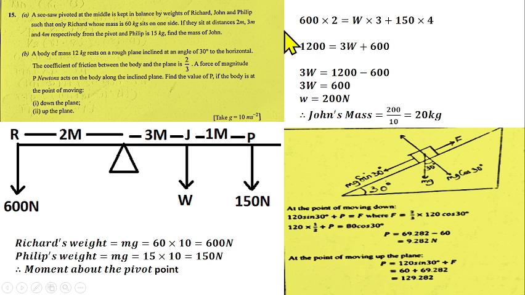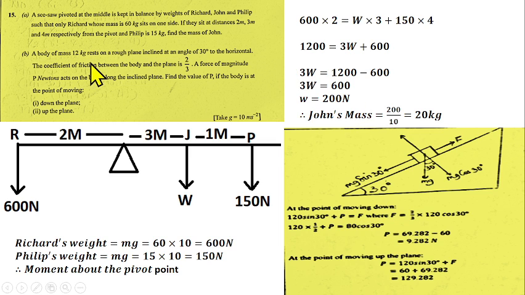Then we know that the clockwise moment will be equal to the anticlockwise moment according to the principle of moments. So 600 times 2 gives us 1200, equals W times 3, which gives us 3W, plus 150 times 4, which gives us 600. Then 3W equals 1200 minus 600, which gives us 600. Divide both sides by 3, that means W equals 200 Newton. The question asks us to find the mass of John, but this is the weight of John. So how do we get the mass? We divide by the acceleration due to gravity, which gives us 20 kilograms as the mass of John.